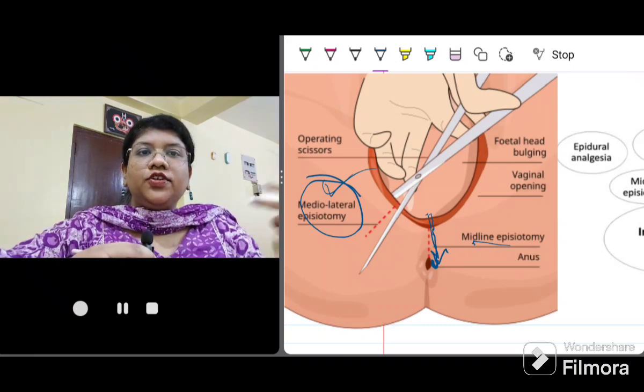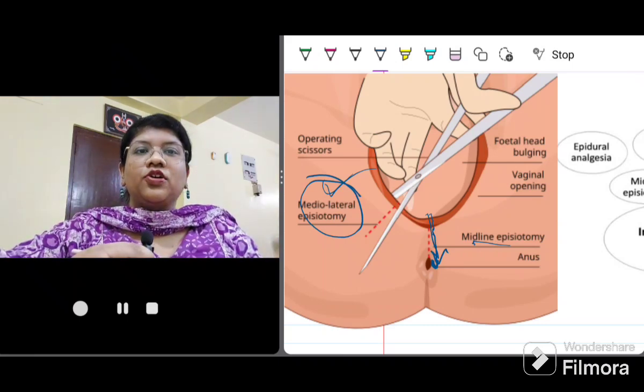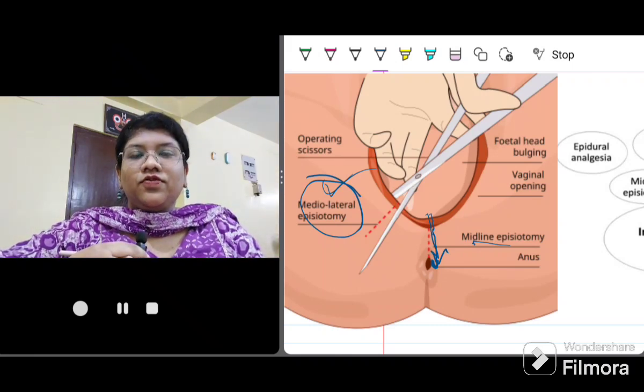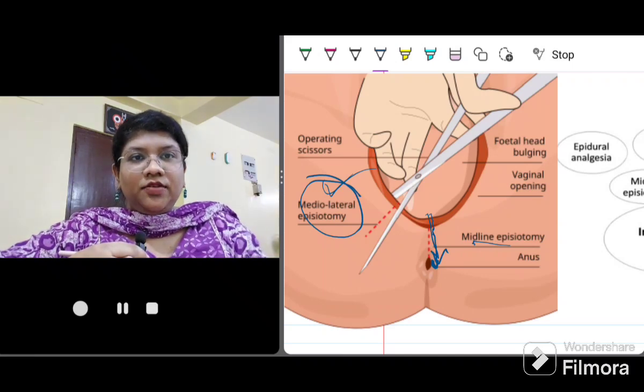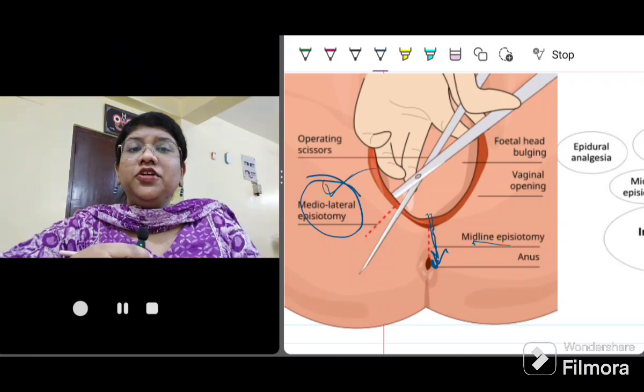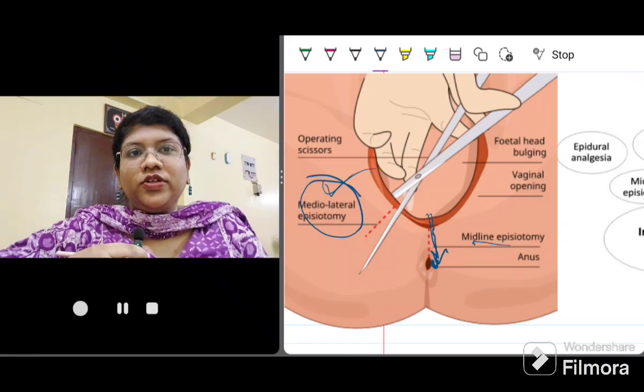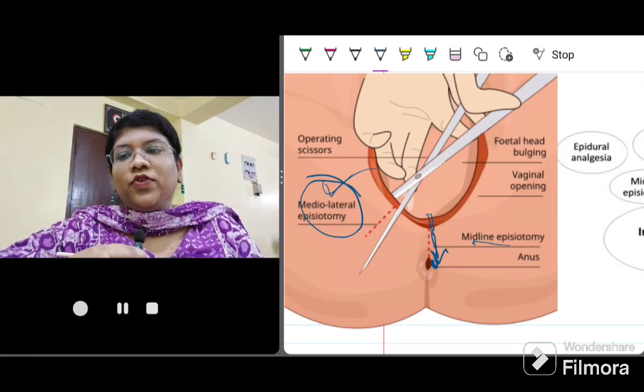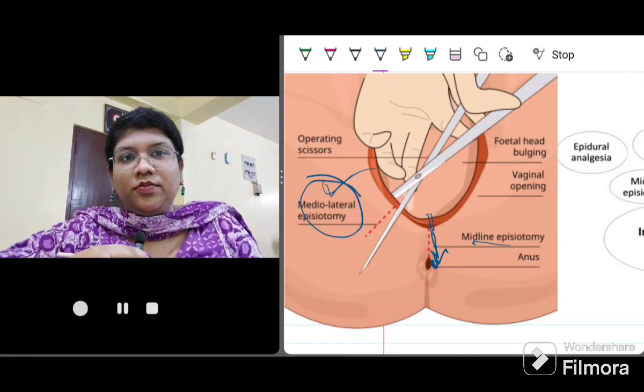Also remember that after you have finished the repairing procedure, always do a digital rectal examination so that you ensure that the sutures have not accidentally tied on the anorectal mucosa. So coming to the sequence of repair, as I told you, it has to be cephalocaudal. So first you are going to repair the anorectal mucosa.